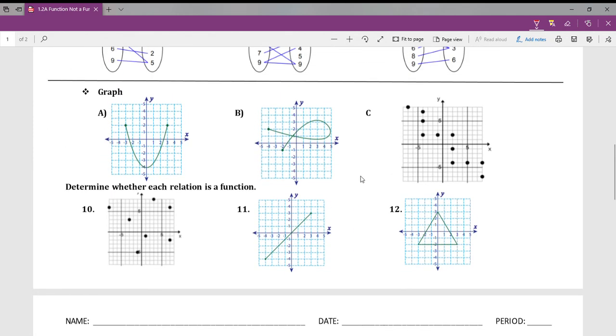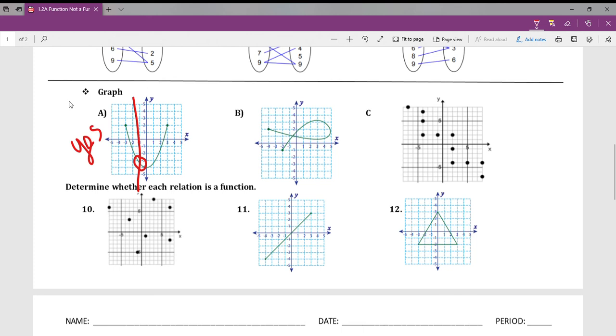Okay, the last ones we're going to do are graphs. On a graph, instead of looking at the x values, we're going to draw a vertical line. This is pretty easy. We're going to come over here to graph A, and I'm going to draw a vertical line. Just as a reminder, vertical is straight up and down. All I'm going to do is look at how many times my line touches the graph. Here's my line, here's my graph, and they touched one time. So if they touch once, yes, it's a function.